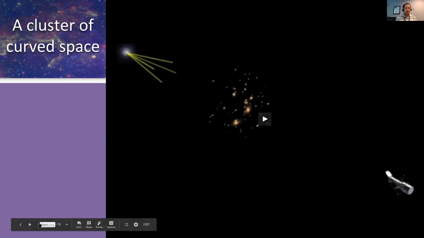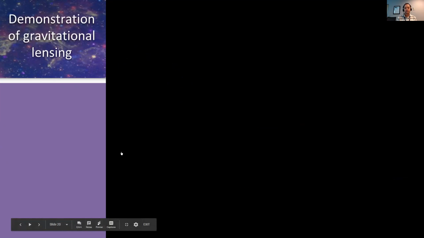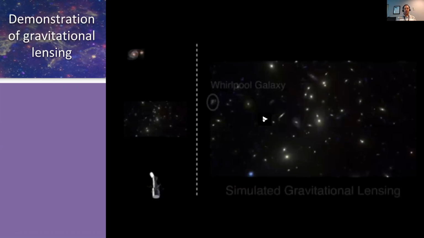And why is that valuable? Well, let me show you a demonstration of what that might look like with a famous galaxy, the Whirlpool galaxy. I'm going to run this demonstration here. On the left, you're going to see the Whirlpool galaxy. We have a top-down view of Hubble looking up at the Whirlpool galaxy through this galaxy cluster.